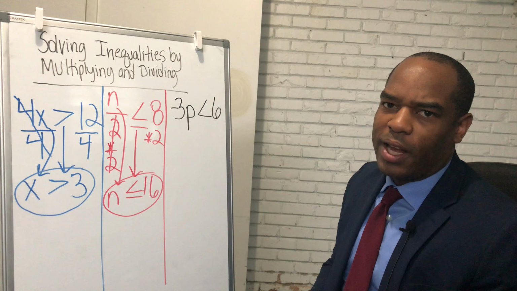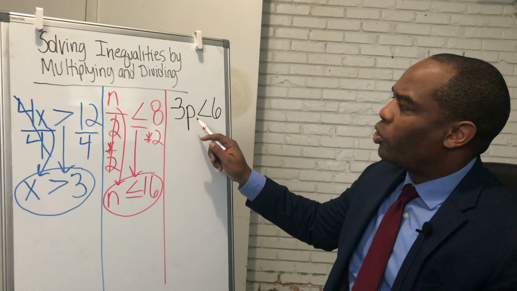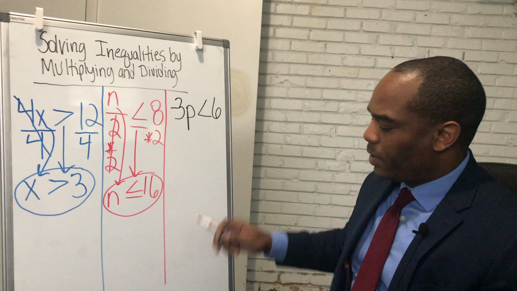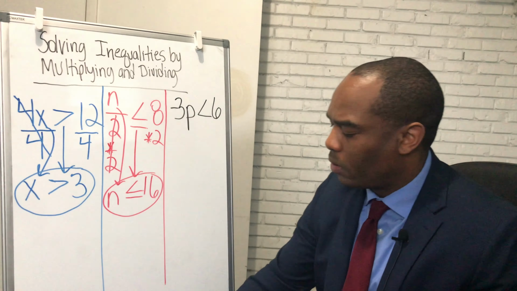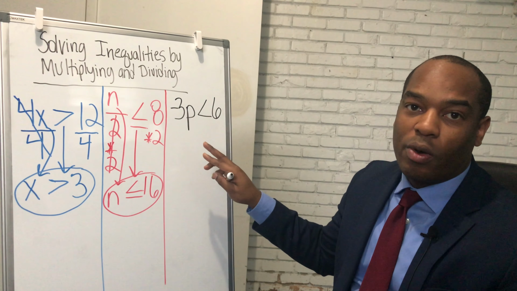Now let's take a look at the next problem. -3 times p less than 6. Now, here's something to remember. Whenever I divide and I move that number across the inequality, I must flip the inequality.